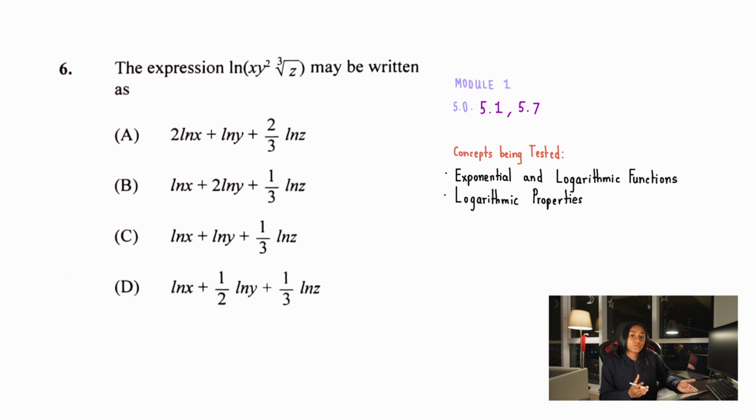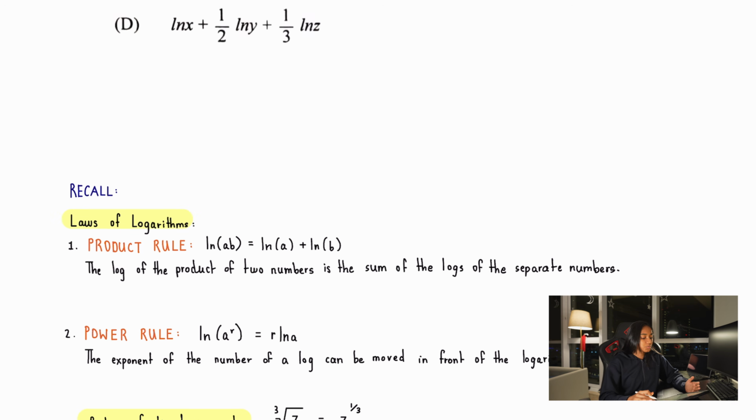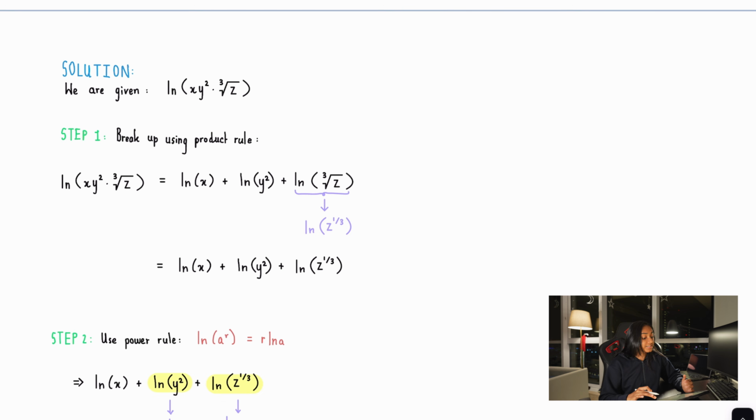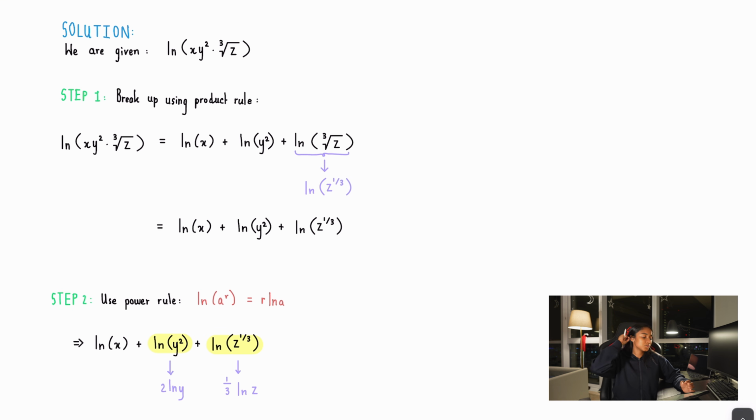The way we're going to do that is by using the properties of logs, or the laws of logs. So we know by the product rule that ln AB is equal to ln A plus ln B, and the power rule that ln A to the power of R is equal to R ln A. So the exponent of the argument of a log can be moved in front of the logarithm and vice versa. So let's use them. Let's discover who he's disguised as today, or she.